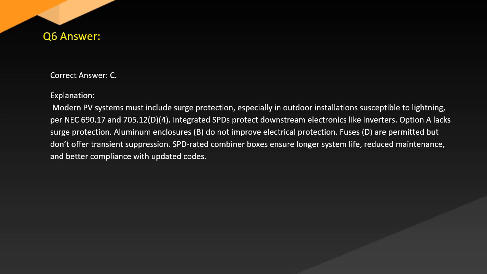Aluminum enclosures, option B, do not improve electrical protection. Fuses, option D, are permitted but don't offer transient suppression. SPD-rated combiner boxes ensure longer system life, reduced maintenance, and better compliance with updated codes.